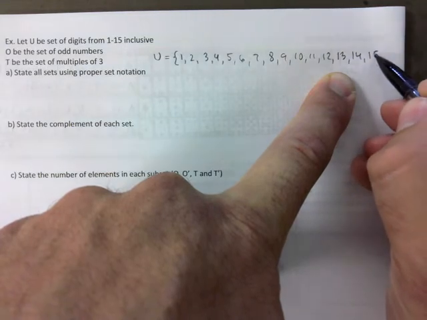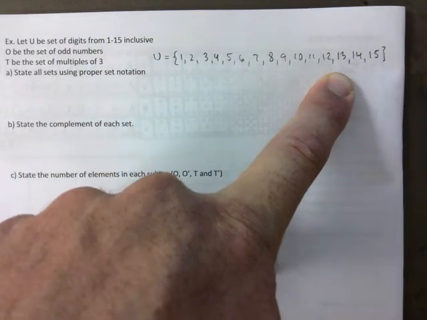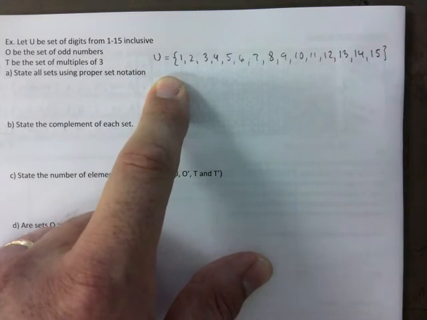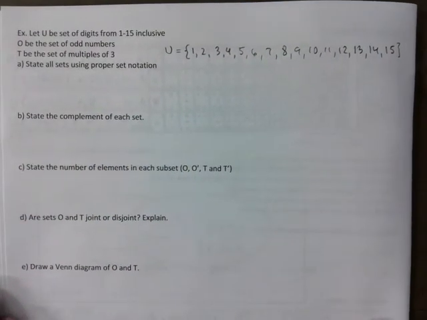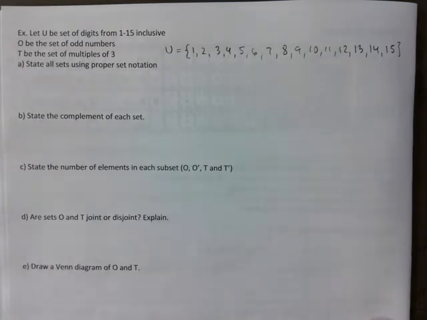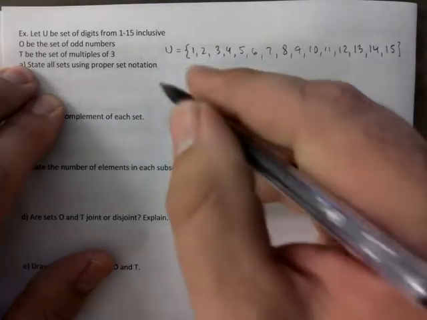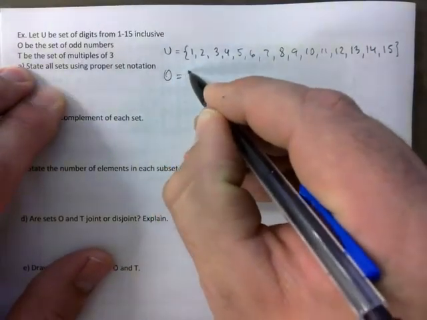And what does it mean, inclusive? 1 to 15 inclusive? That you're including 1 and 15. If this question had said, let U be the set of digits between 1 and 15, you cannot use 1 and 15. It's between. So you'd have to go 2 all the way to 14. Okay? Let O be the set of odd numbers.